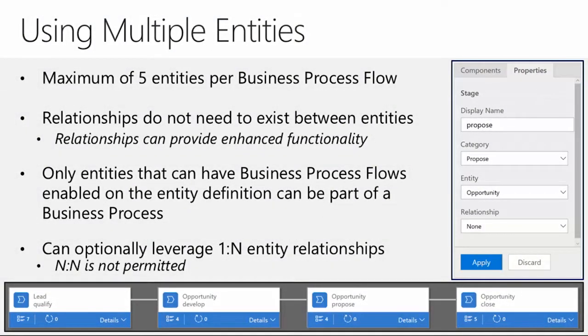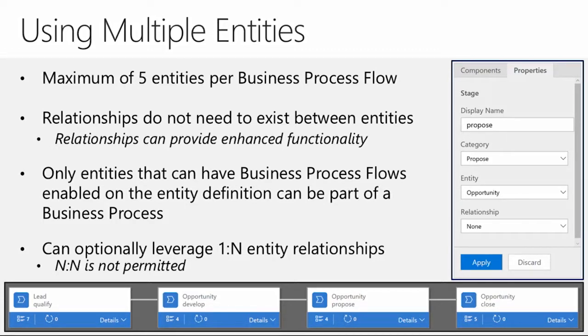The point behind business process flows is that we've got multiple items that are going to span multiple entities. So by logical standpoint, most of the business process flows that you're going to create are going to have multiple entities involved with them. The only thing to really remember is you can have a maximum of 5 entities per business process flow. Within that context, you can have several different stages associated with an entity, but you still can only have 5 entities per business process flow.